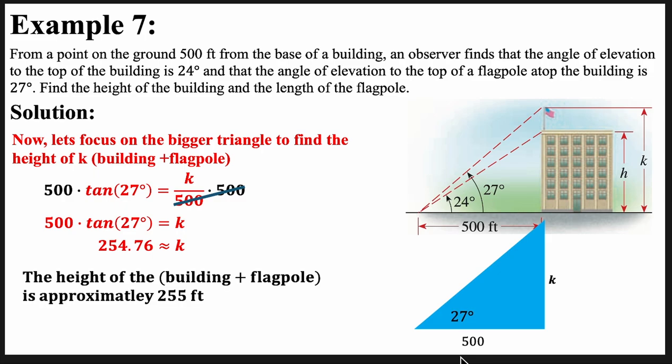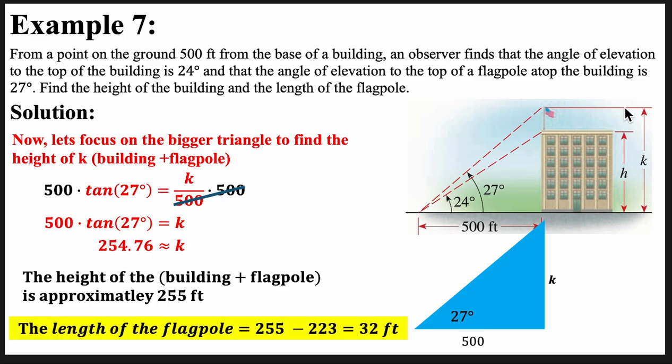Now, the question says, what is the length of the flagpole? Well, if we know the length of K and the length of H, we can subtract those two to get this distance from here to here, which is the length of the flagpole. And in this case, the length of the flagpole would be 255 minus 223, which is about 32 feet.